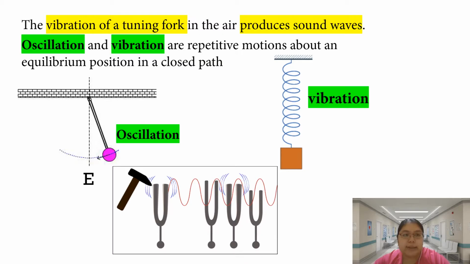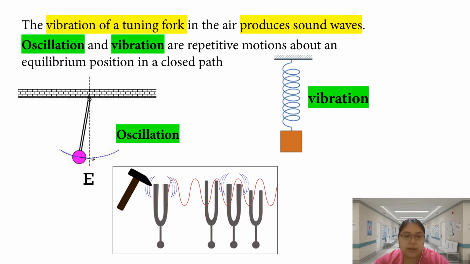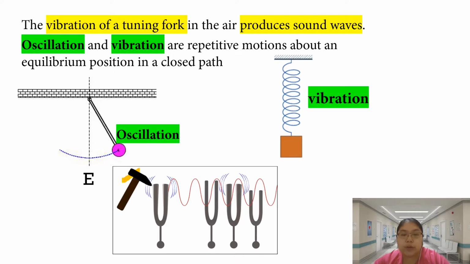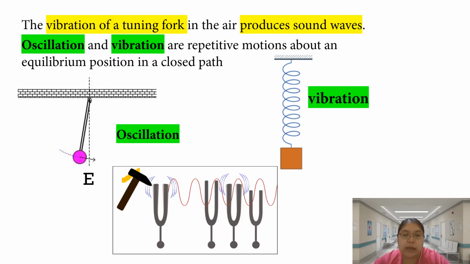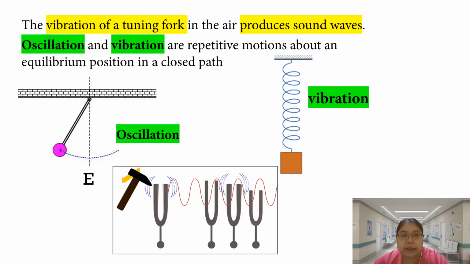Now we see the second one, the vibration of the tuning fork. This one is a tuning fork. When they hit the tuning fork, it will produce a sound wave. The sound wave is produced because molecules pass the sound to each other, and finally it reaches our eardrum. After that, we can hear. So this is one of the waves that needs a medium to travel, the sound wave.